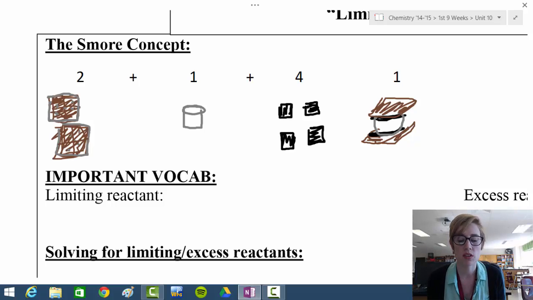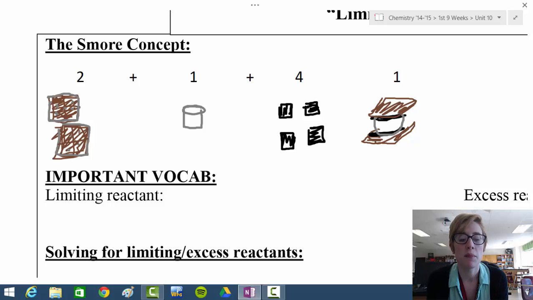In the real world, we don't have the exact amount of reactants to produce a certain amount of product, but life's not perfect, right? You run out of milk for your cereal. You run out of wood for a fire. There's no bread left for your sandwich. So in an ideal reaction, we have the exact amount of beginning parts that we need to make our final product, but that doesn't always happen.